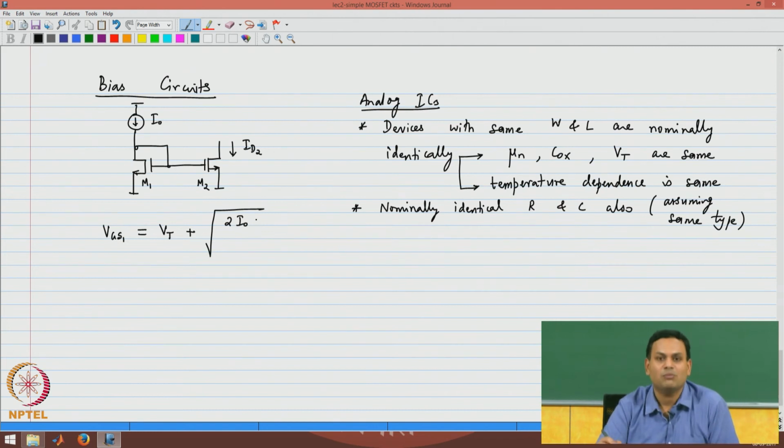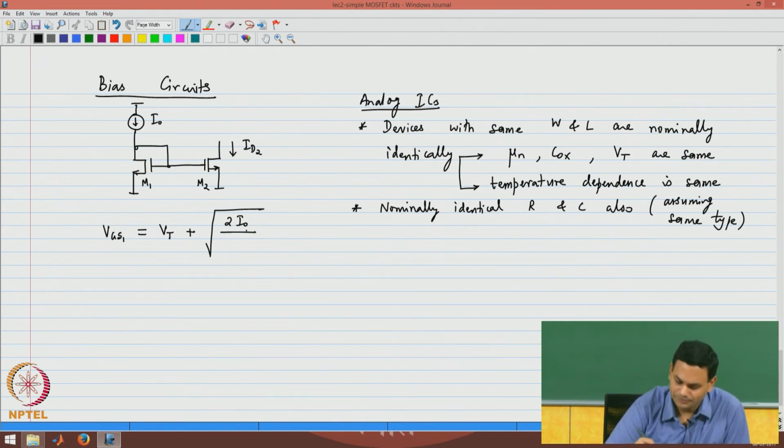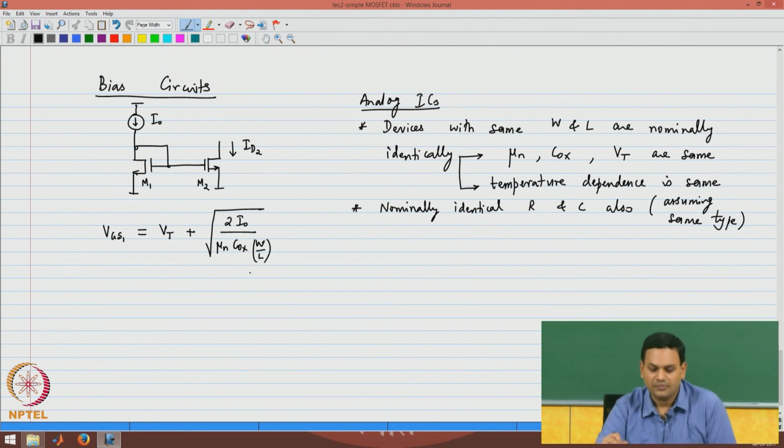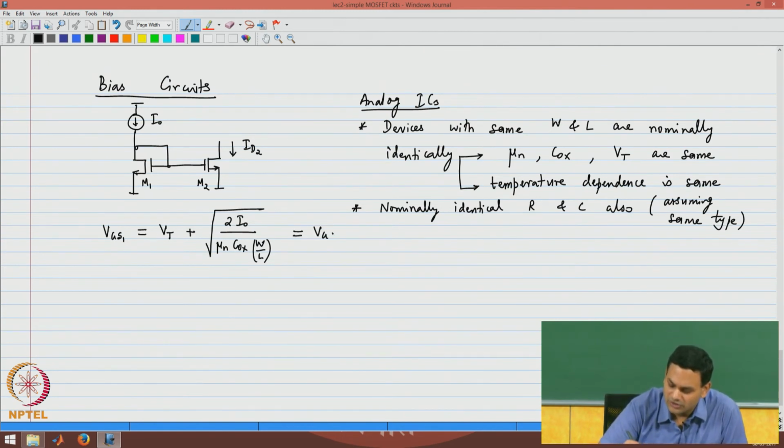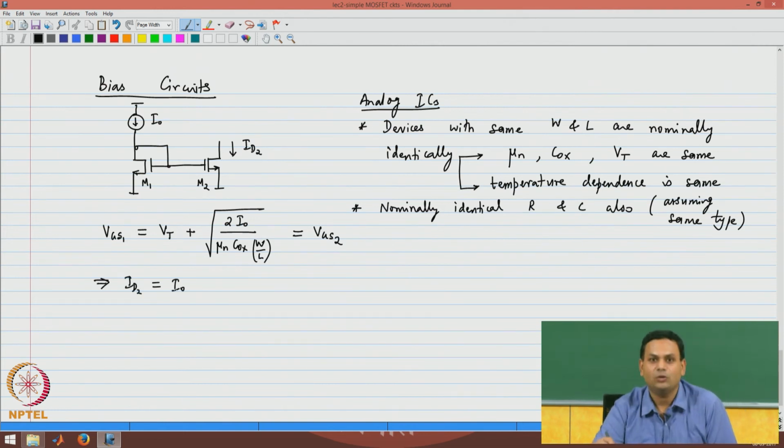The drain current for M1 is nothing but I naught, and this is the gate source voltage for device 1. Note that this is also the gate source voltage for device 2, and therefore, this means that nominally ID2 is equal to I naught.